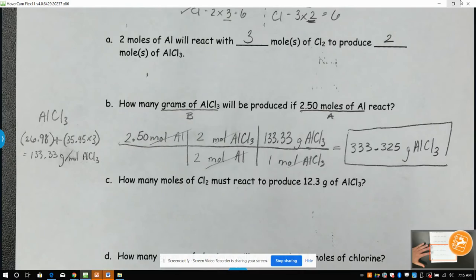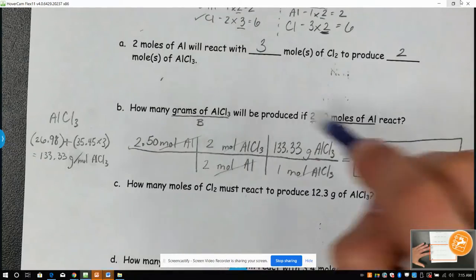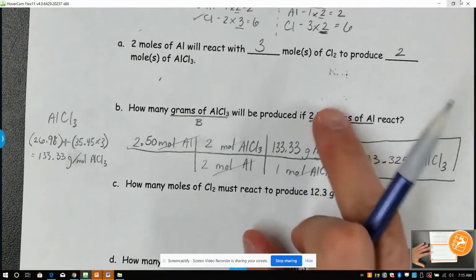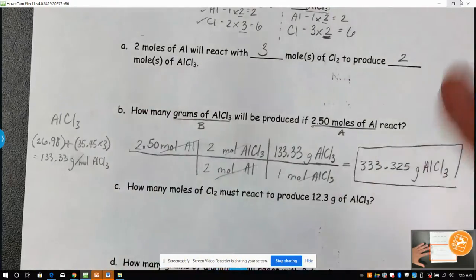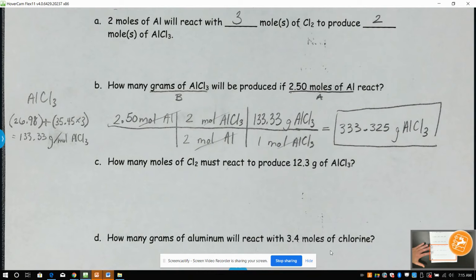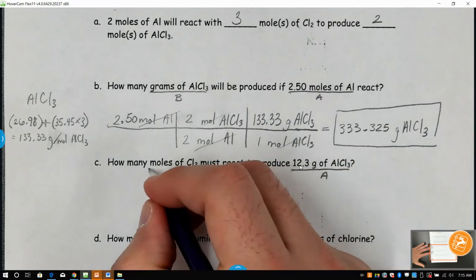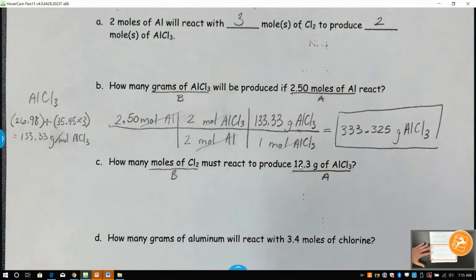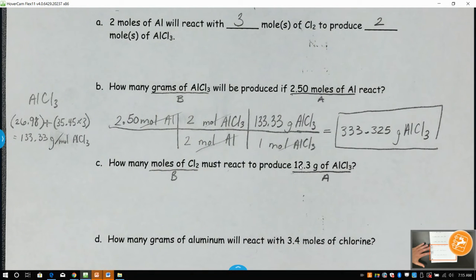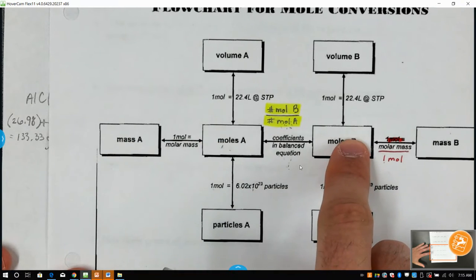Okay, so that is an example of going from grams to moles. What happens, though, when we go from moles to grams? Now we're going to go from grams to moles. So to do that, let's underline what we're given. That is our A. What do we want? Moles of Cl2, that's B. So we're starting in mass of A, and we want moles of B.